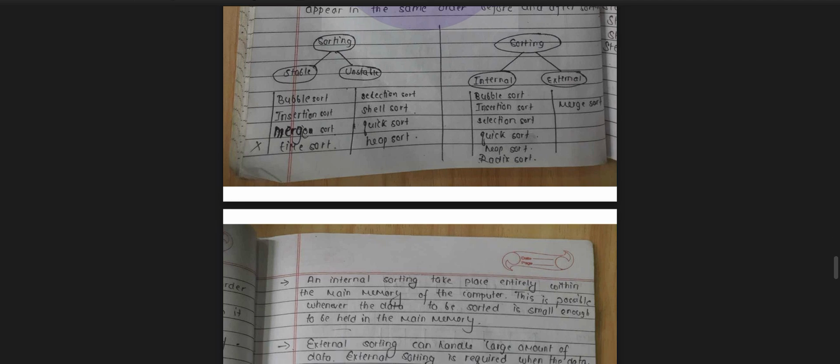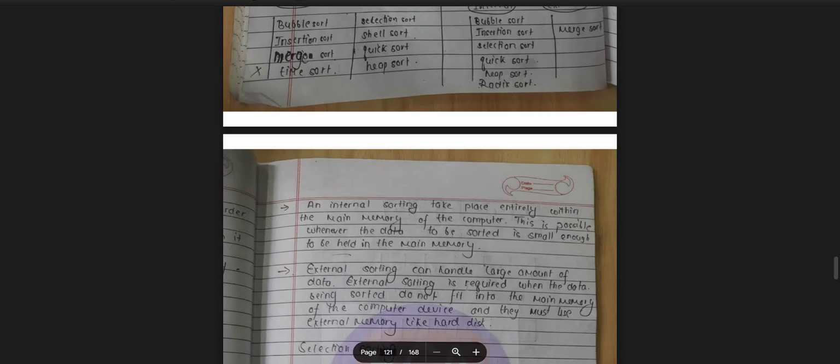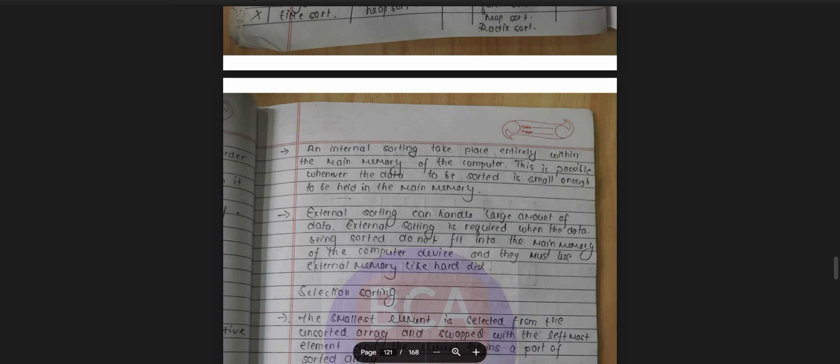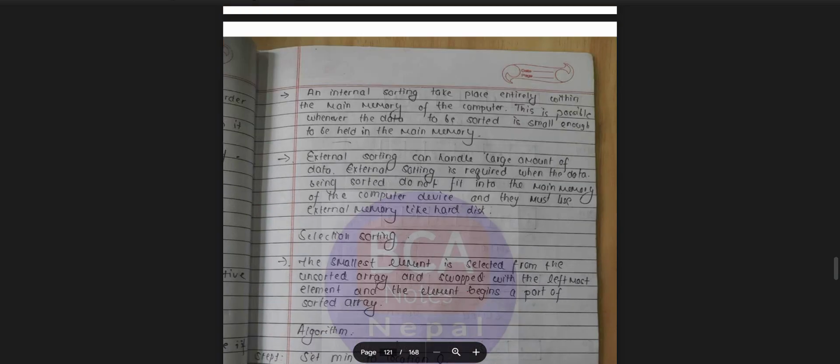Internal sorting takes place in the main memory. This is possible when the data to be sorted is small enough to be held in the main memory. External sorting can handle large amounts of data. External sorting is required when the data being sorted do not fit into the main memory of the computing device, and they must use external sorting algorithms.